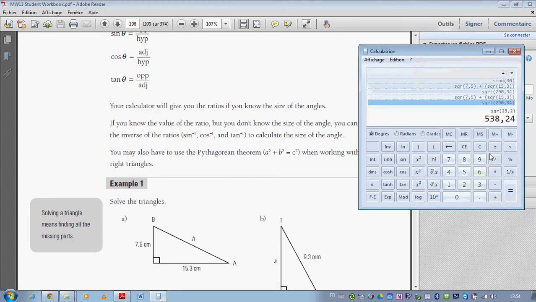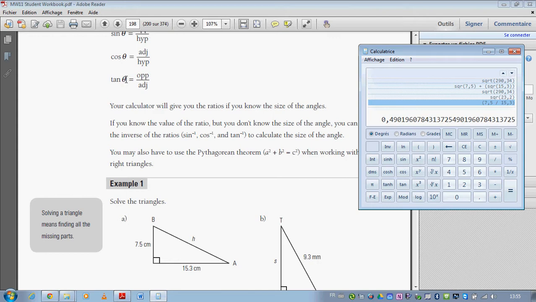Now, the way you put that in your calculator, that's where you start using the second function, tan, and you get that little tan negative 1. That's where you've got to use those. So first of all, opposite divided by adjacent, so 7.5 divided by 15.3. Okay, so I got 0.490196. That's the ratio. So that means that the opposite over adjacent is 0.490196.